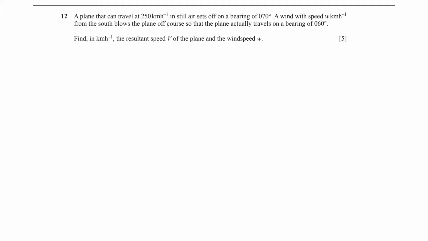This question is from the topic relative velocity. In this question, it says that a plane can travel at 250 km per hour speed in still air. It sets its direction on a bearing of 070 degrees. At that time, a wind was blowing with W km per hour and its direction is from the south.